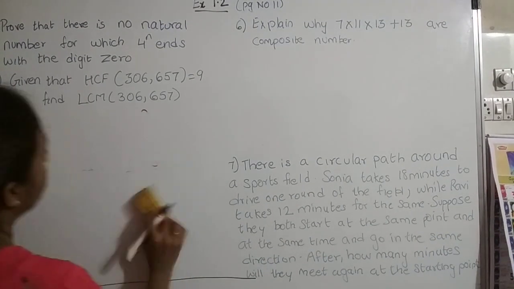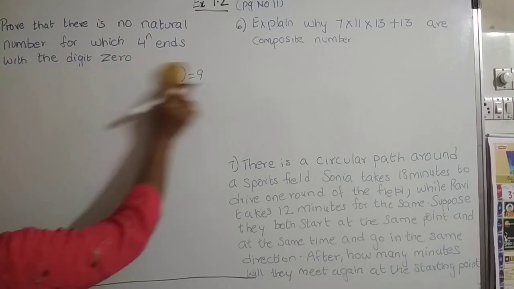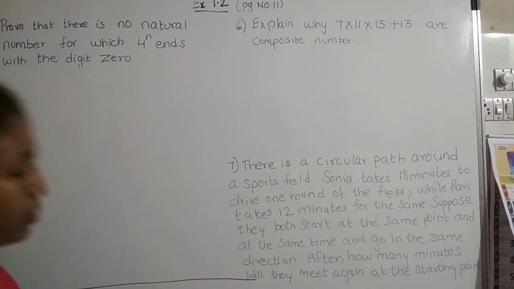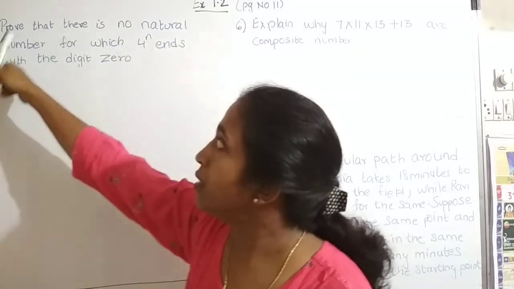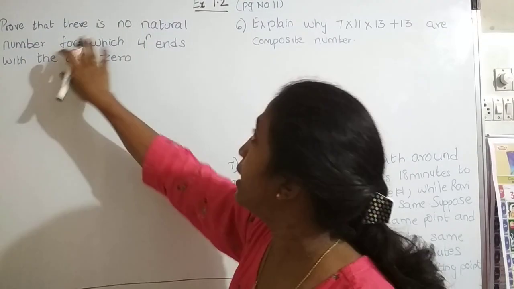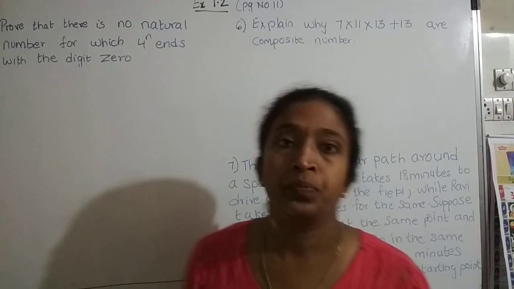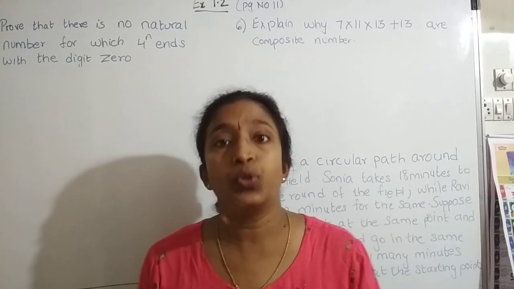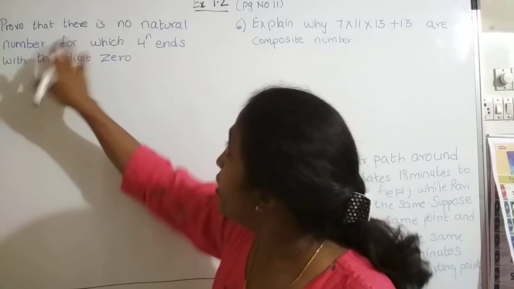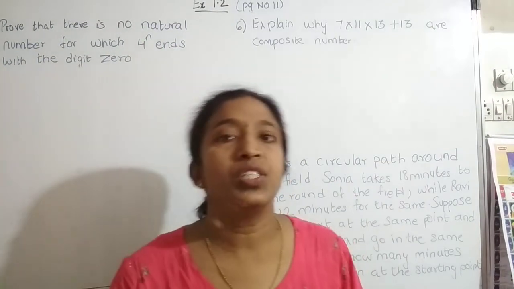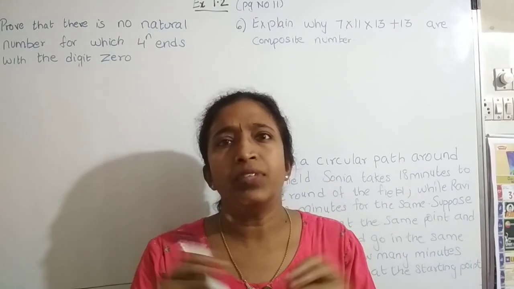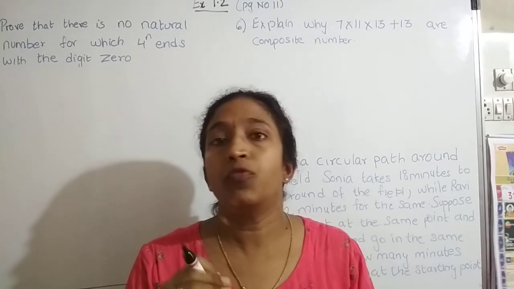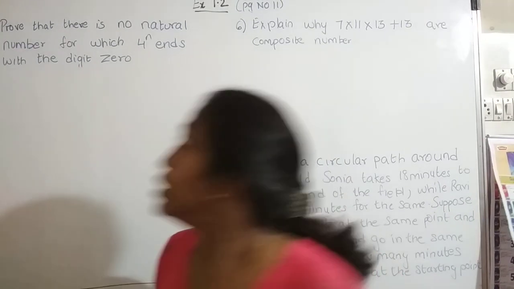Now next sum, I have not taken exactly from the textbook, but I have taken the solved example so that you can solve the textbook question on your own. Now here is the solved example. Prove that there is no natural number for which 4 raised to n ends with digit 0. Now this is theoretical, it has come for 2 marks, it has come for 3 marks, and it's very important.